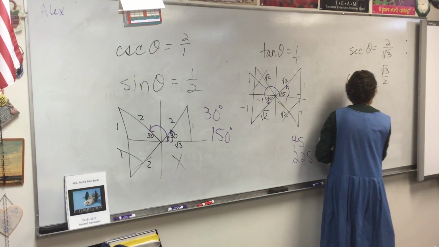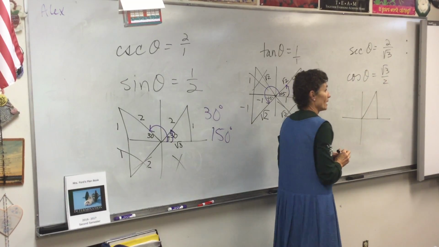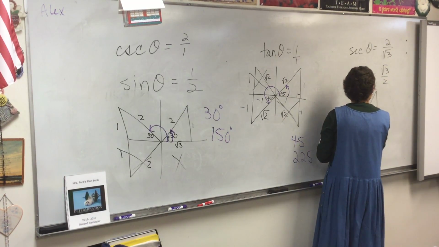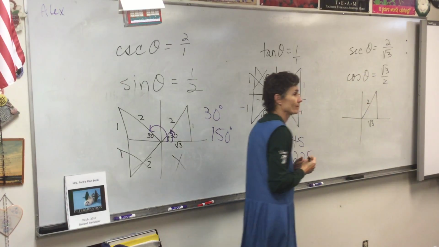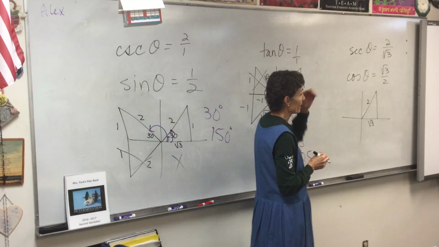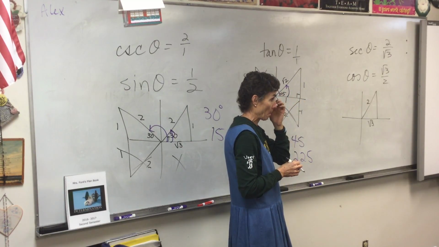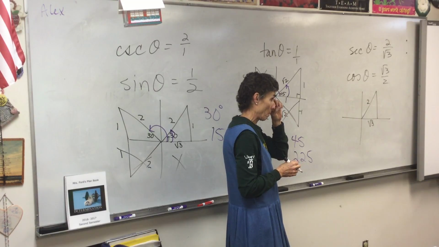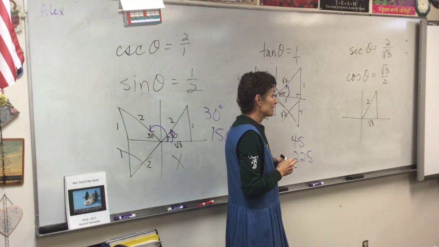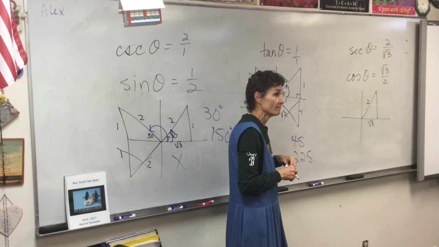I'm looking at that. Cosine: adjacent over hypotenuse. Why are we doing cosine? Because the problem started out as a secant, and we just flipped it. Now, does that make sense? Is that okay? Positive root 3 over 2? Does that work okay?